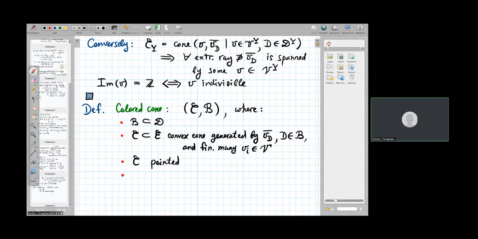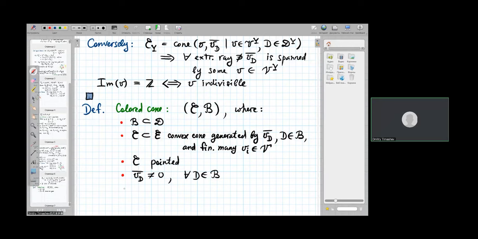Fourth, for any color D in this subset B, script B, the respective vector V_D bar is non-zero for any D in B.